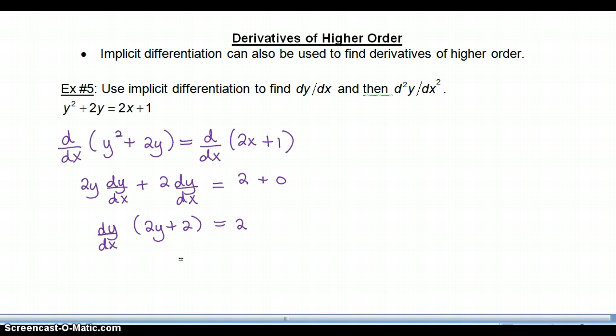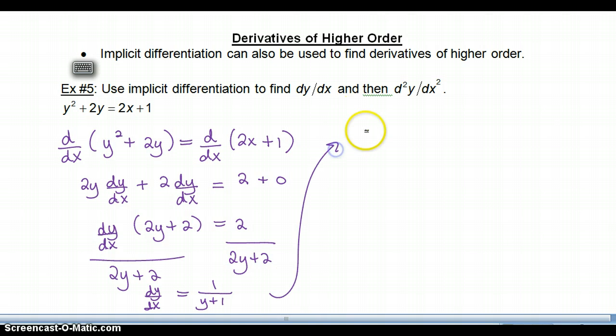I would absolutely simplify here because I have 2 in everything. I would just divide everything by 2, but I'll do that in just a minute. So I have dy/dx equals 1 over y plus 1. Now, we need to take that result to find the second derivative. So basically we take that previous result and continue. Just derive it again. Derive it again.